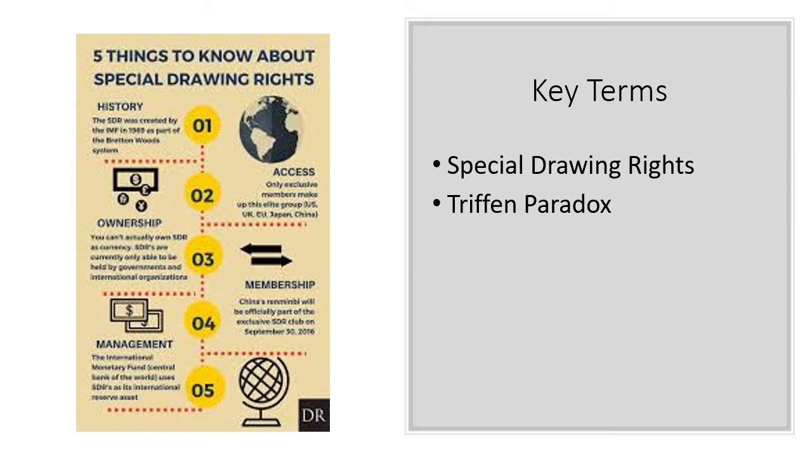SDRs are quoted in terms of US dollars. The basket, or group of currencies, is reviewed every 5 years by the IMF Executive Board and is based on the currency's role in international trade and finance. Currently, the weight of the SDR basket is the US dollar at 44%, the euro at 34%, the yen at 11%, and the British pound at 11%.